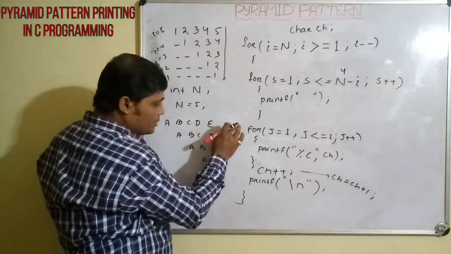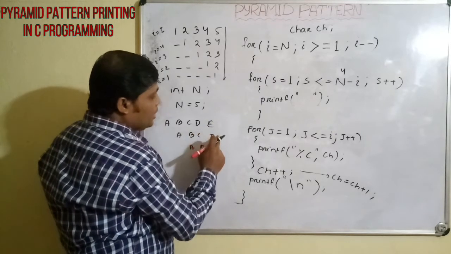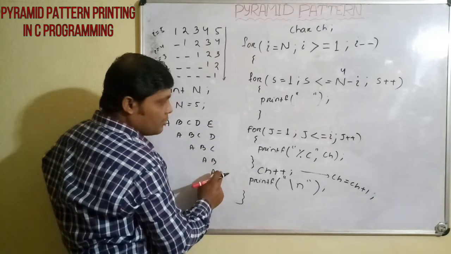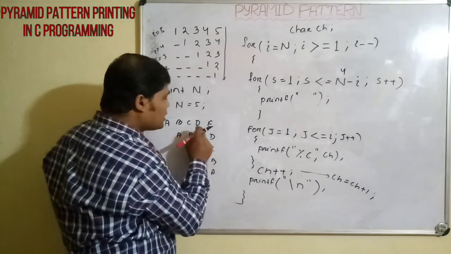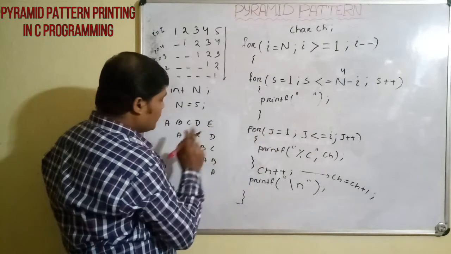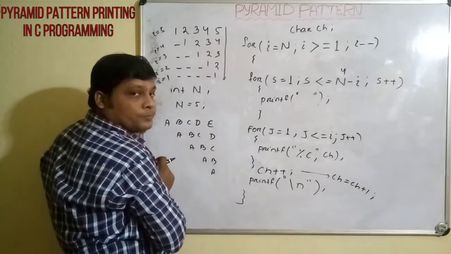This is your line: first line, second line, third line like this. I value is 1, sorry, N. Then I value is N minus 1. This is 5, 4, 3, 2, 1 like this I value. But these are the J. What you are printing in each line, that is the J loop. Inside the J loop you can see your CH value is modified.